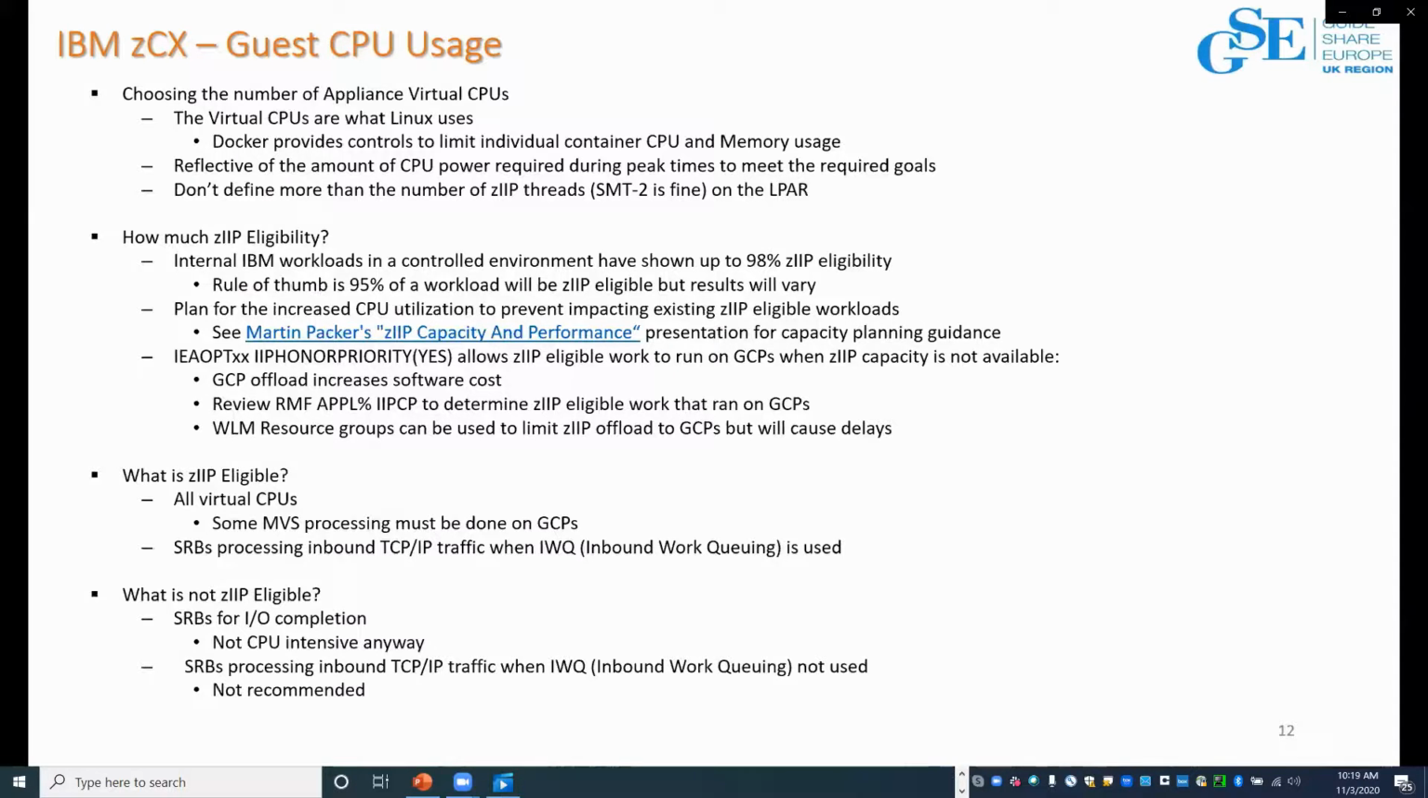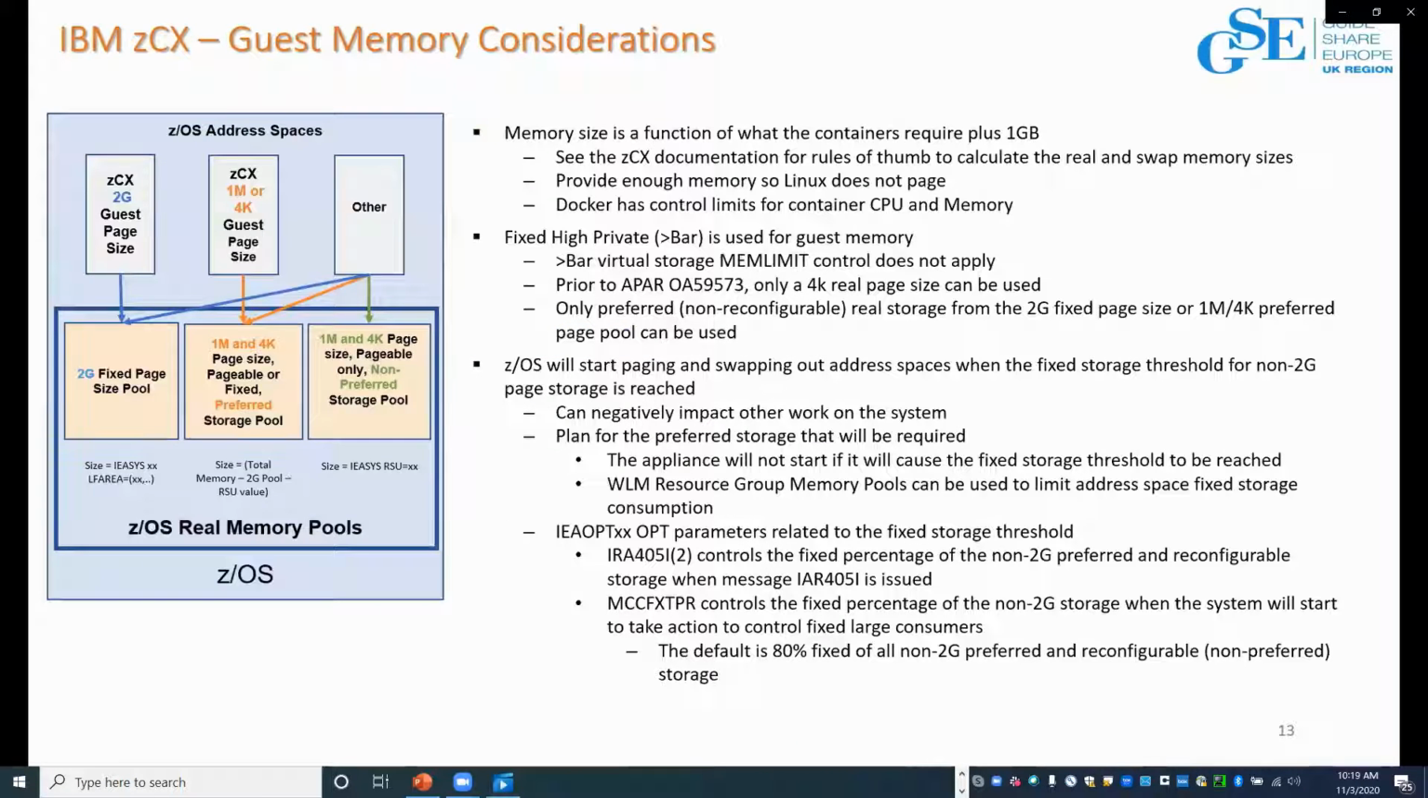When it comes to memory, it really is a function of what you're going to be running in the appliance. So you have to understand which containers you're going to run and what their memory demands are, and then add 1 gig for zCX. Within that memory, you need to calculate how much of it should be real and how much of it should be swap file. From a performance perspective, the more real, the better, but of course you're using real resources. See the zCX documentation for rules of thumb on how to calculate how much real and how much should be swapped based on the memory demands. You really want to make sure you have enough memory so functionally it works, but also Linux itself is not paging. When it pages, it's going to consume CPU that you would rather it didn't consume.